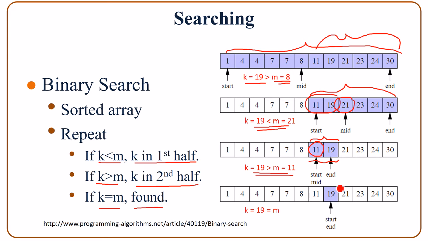In the next iteration, the start, the end elements, and also the mid elements are actually the same one, 19. And here we can see k is equal to 19, so k is found.